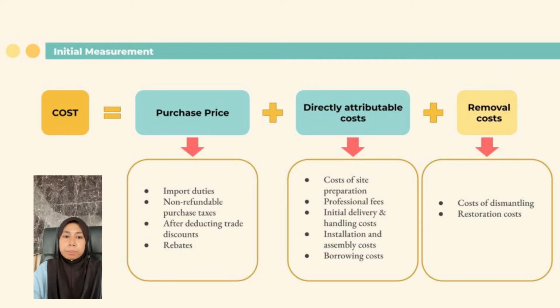It comprises the purchase price of the asset and directly attributable costs that are incurred to bring the asset into the present location and condition, such as cost of site preparation, professional fees, initial delivery and handling costs, installation and assembly costs, and borrowing costs. It also comprises removal costs, which is the cost of dismantling and restoration costs. For the removal cost of the asset in the future, the initial estimation in the present value of removal cost needs to be included in the calculation of initial cost.